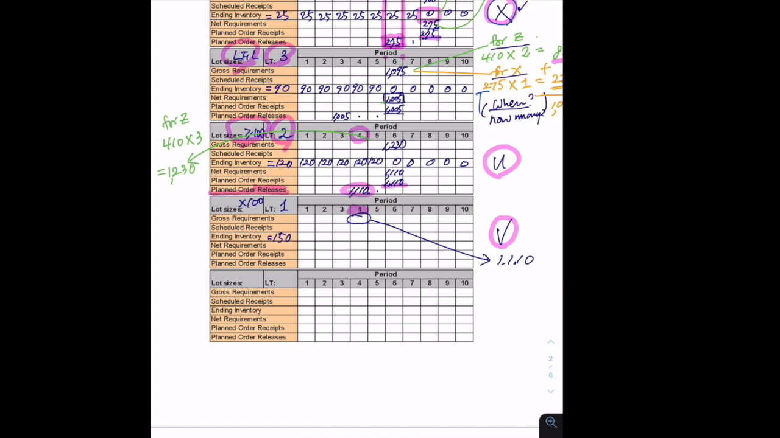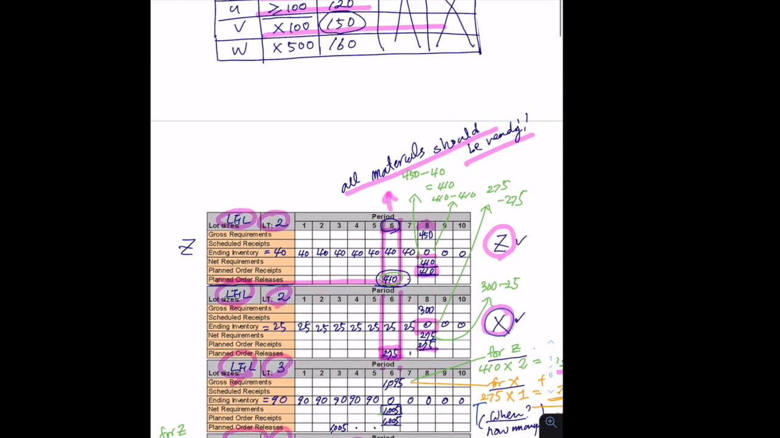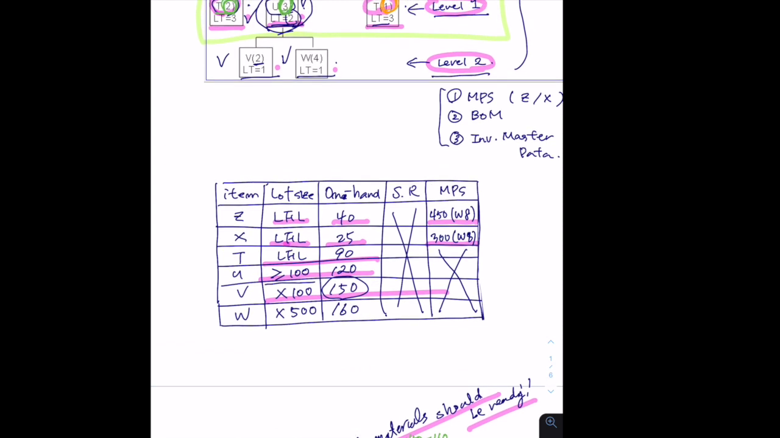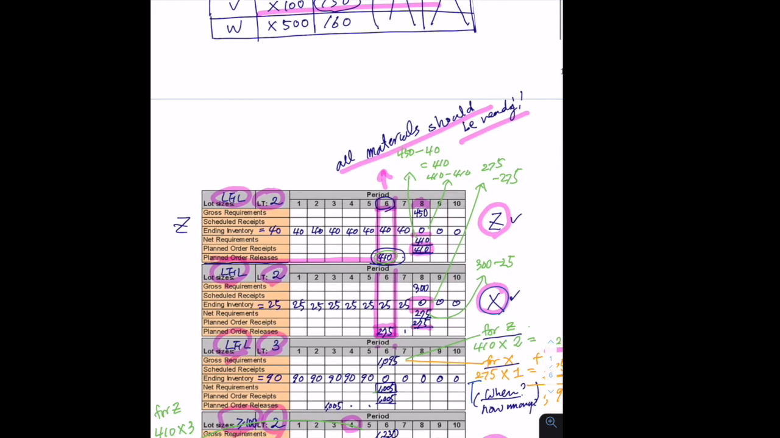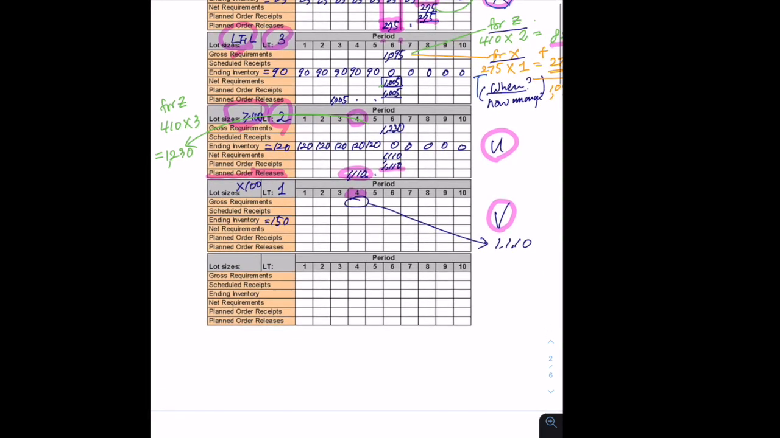110 U's you will make. But for each U, how many V's do you need? 2 V's here. Let me highlight one more time. So 2 V's you are going to use. Therefore, here the gross requirement must be multiplied by 2, and you will get 2,220 gross requirements.